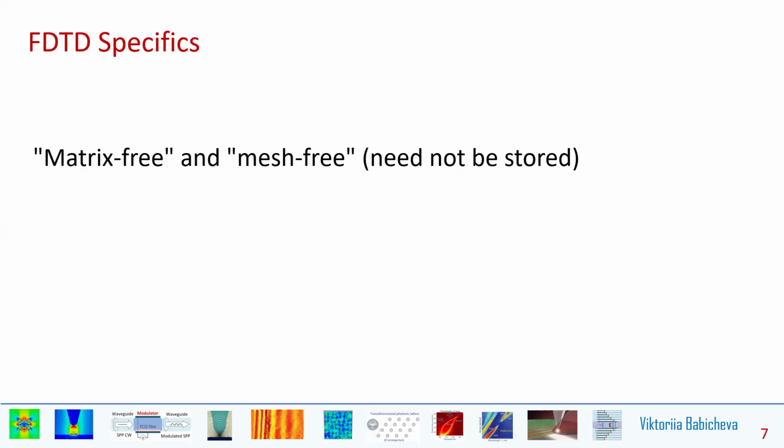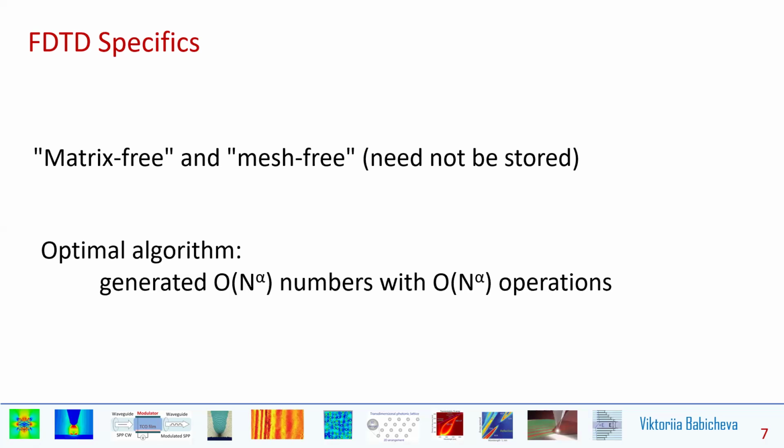So let us briefly consider the case of the finite difference time domain method. This technique is considered to be matrix-free and mesh-free. We use this terminology because we can generate the equivalent matrix vector product with some very simple computer operations, and the mesh is rectilinear, and we do not need to store it during the computation. Furthermore, this finite difference method is considered an optimal algorithm in the sense that it generates order of n^alpha numbers with order of n^alpha operations. As a consequence, FDTD has become extremely popular.